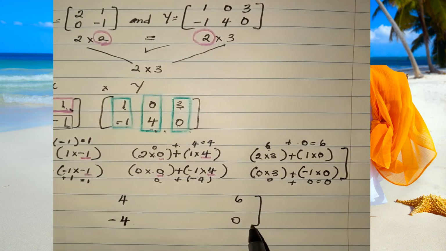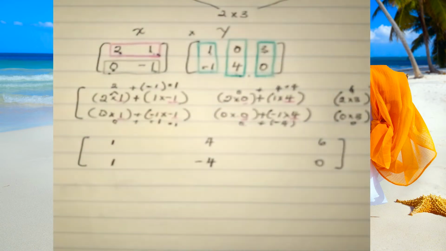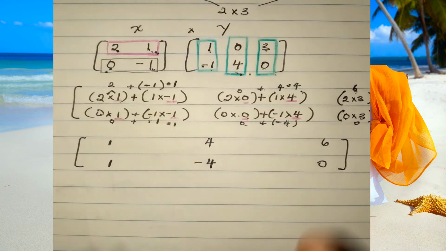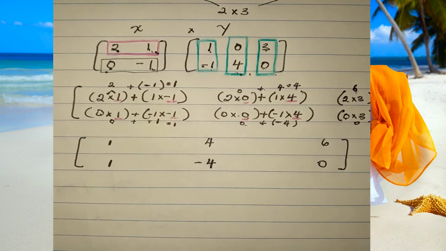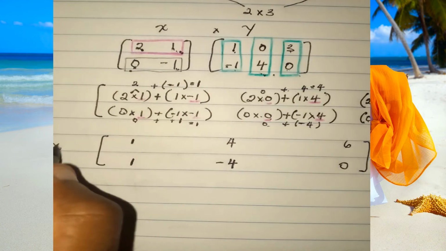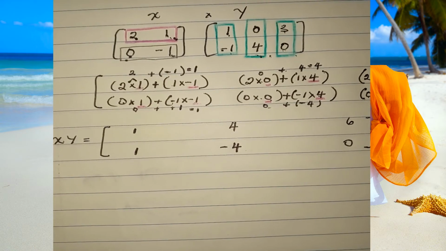Close my bracket. So after multiplying x by y, I ended up with this matrix: 1, 4, 6, 1, -4, 0. So this is what xy is. x times y is this matrix.